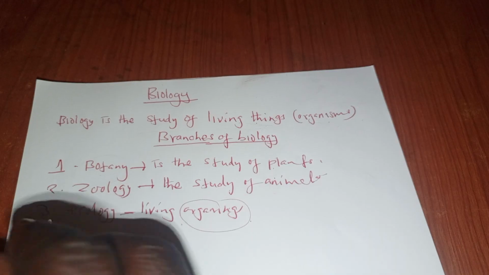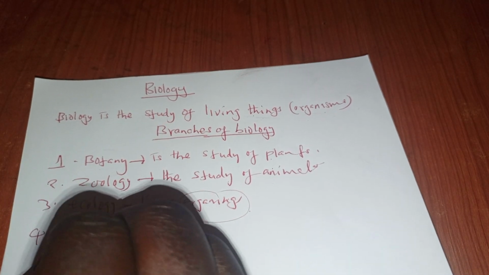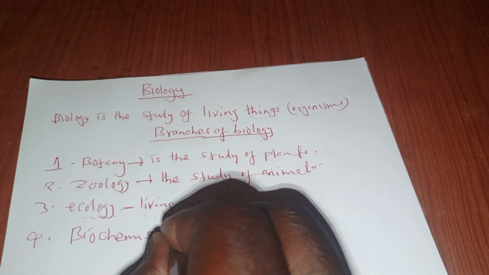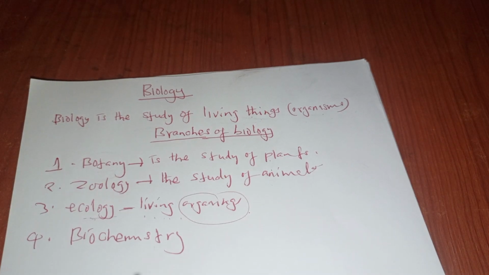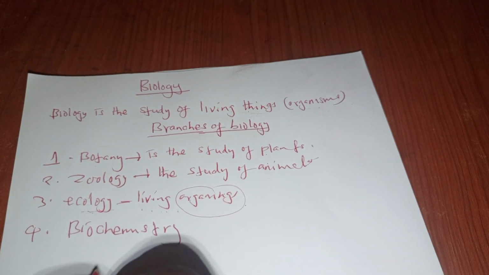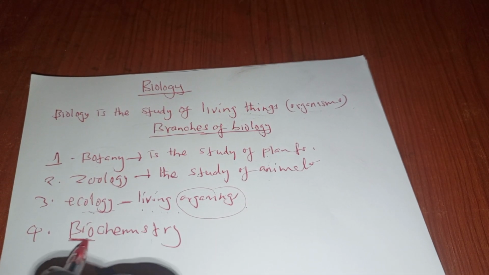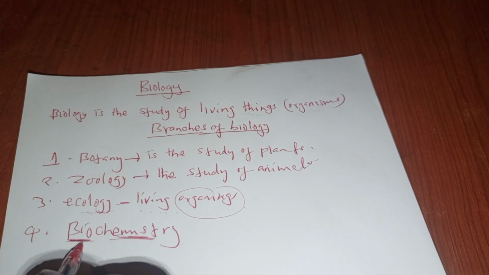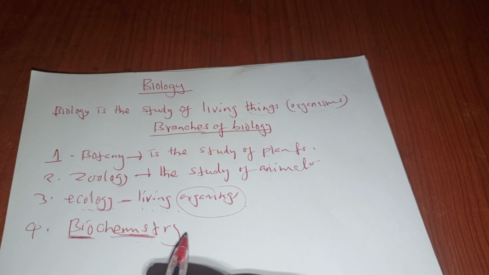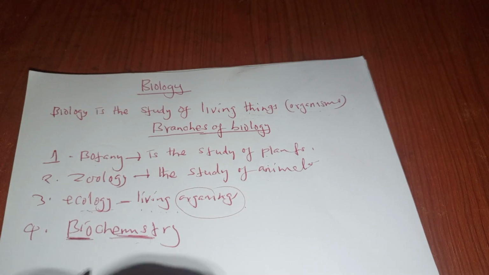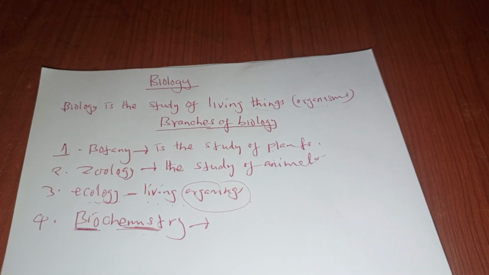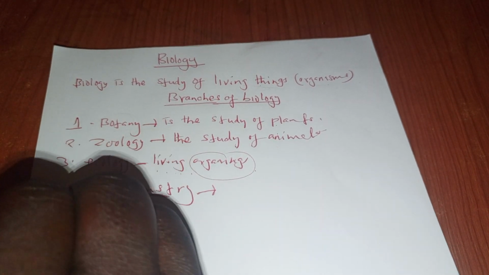Number 4, I'll go to biochemistry. Biochemistry is the study of chemical reactions that occur in a living organism. From the word bio, which means living things, and chemistry, chemical reactions. So biochemistry in general is the study of chemical reactions that take place in living organisms.